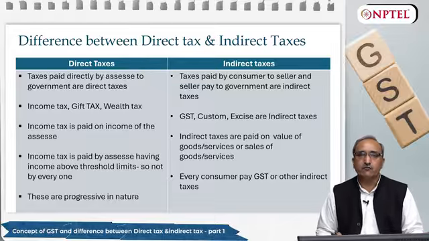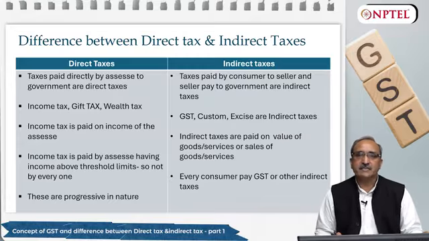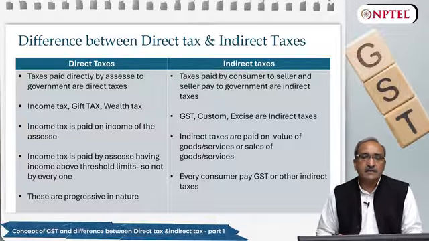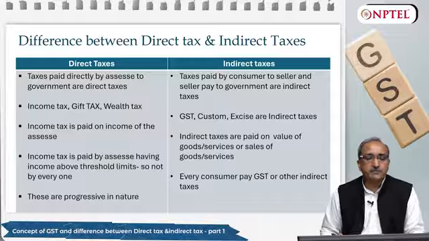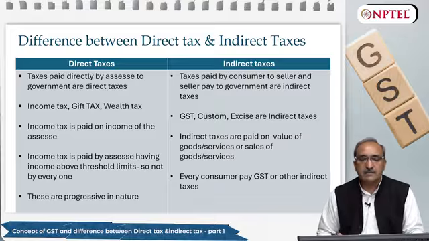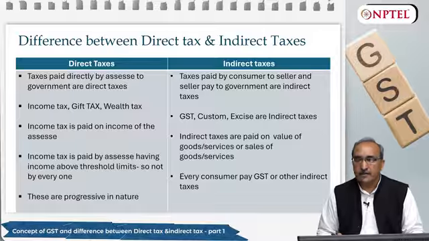So friends, when we talk about direct taxes or indirect taxes, as I told you in my previous slide, we have two types of taxes in India. One is direct tax, another is indirect tax. Direct tax is paid by the assessee or the individual directly to the government, and indirect taxes are paid by the assessee or the consumer through the supplier to the government. So these are the bullet points telling us how direct taxes are different from indirect taxes. First, taxes paid directly by the assessee to the government are direct taxes. Taxes paid by the consumer to the seller, and the seller pays to the government, are indirect taxes.